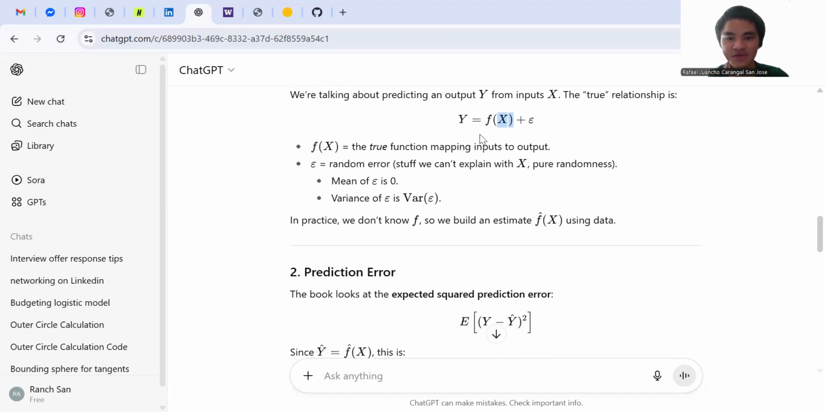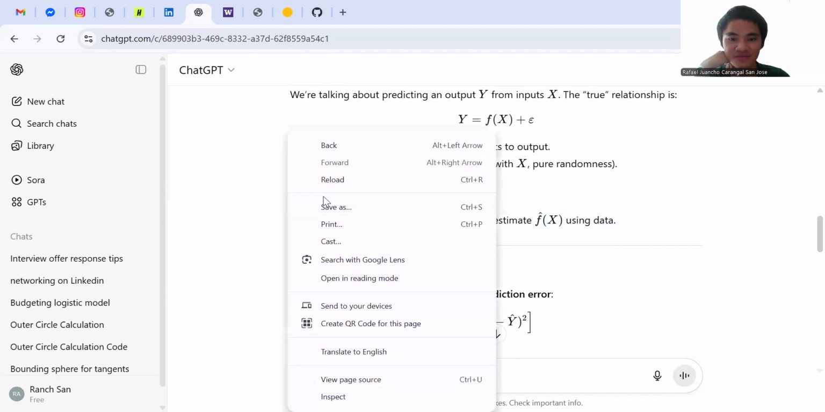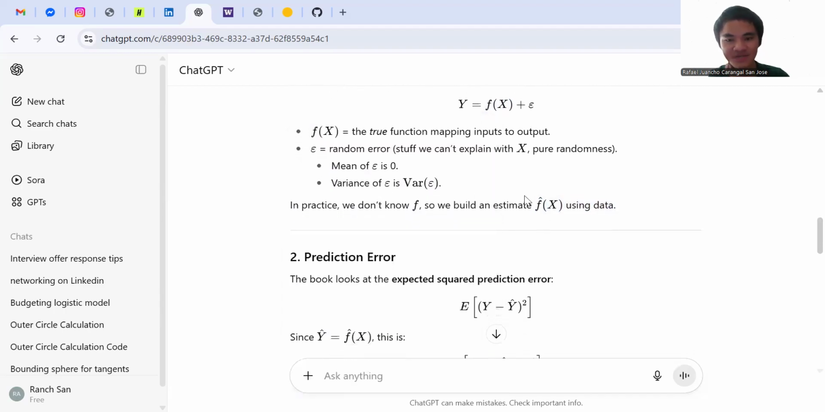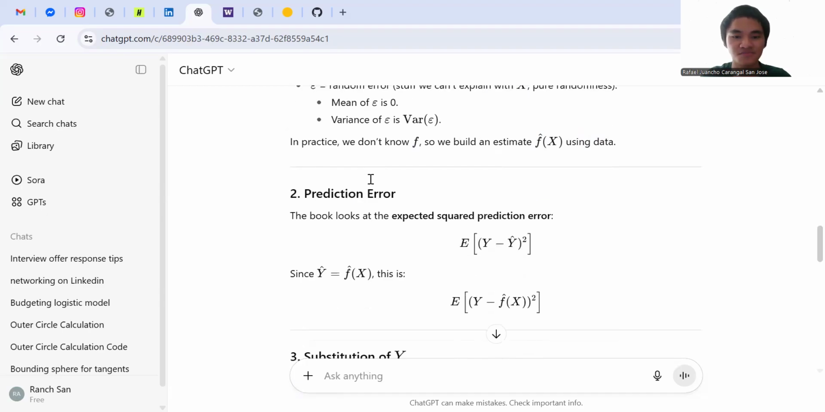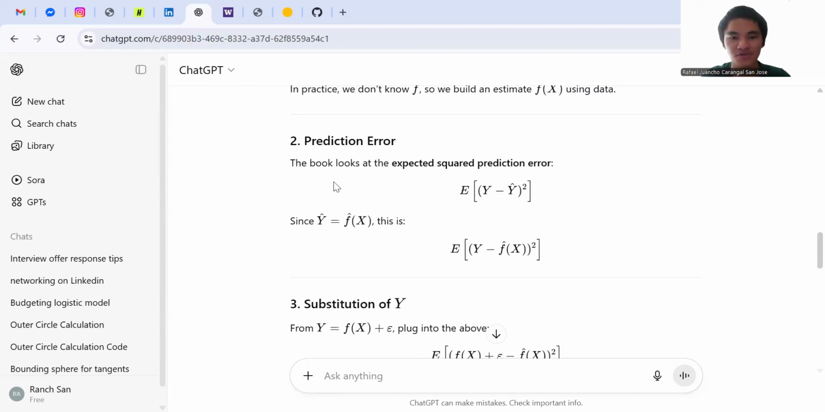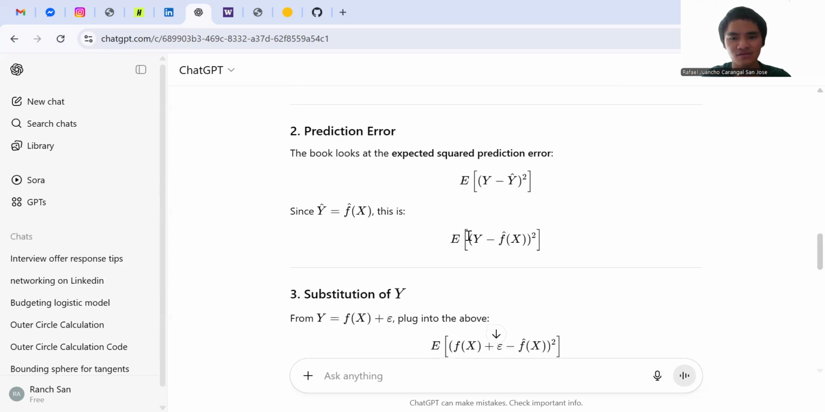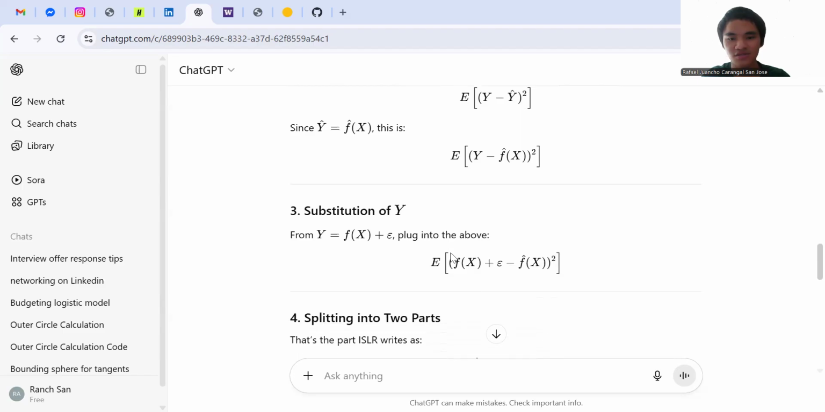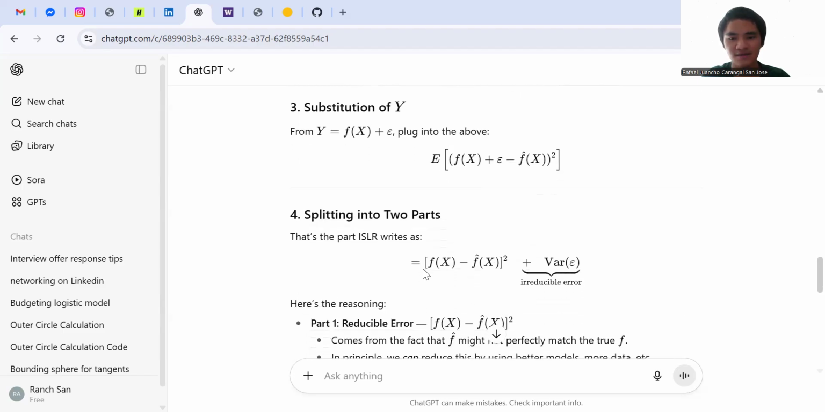And so in practice, we don't know what this f is. So we build an estimate, this one, using the data that we have. That's what we call data driven, right? We improve this as we plug in more data. Now the prediction error, this is the expected squared prediction error. And then I just substitute these things.